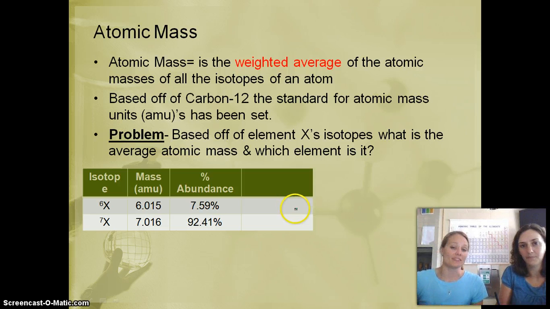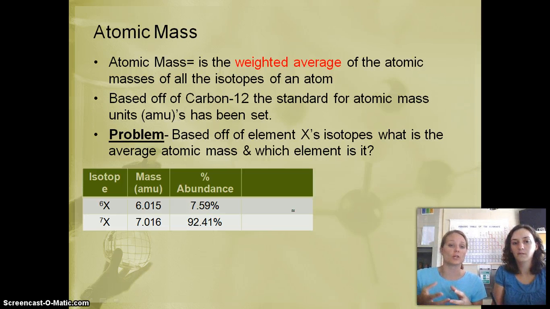Now, percentage abundance. This is how many of those isotopes we would find in the universe. So only 7.59% of the time are we going to find isotope 6X, but 92.41% of the time, we're going to find 7X. So if we were digging in the ground, or if we take a sample of air, this is what we would find. How much abundance is it? Kind of like if you got a bag of Skittles and you want just the red ones, and you're hoping for a bag with a lot of red ones because it's your favorite. You're hoping that your percent abundance of red is higher than any of the other colors.